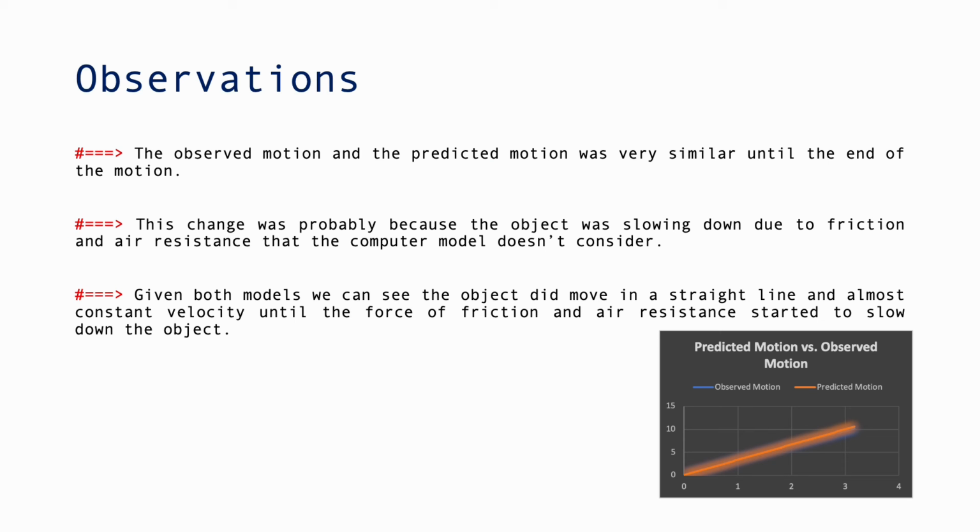So in general, we saw that the observed motion and the predicted motion were very similar until the end of the motion. And this change at the end was probably because the object in the observed motion was slowing down due to friction and air resistance that the computer model doesn't account for, as it's considered to be constant velocity. Given both models, we can see that the object did move in a straight line at almost constant velocity until the force of friction and air resistance started to slow down the object at the end of the motion.